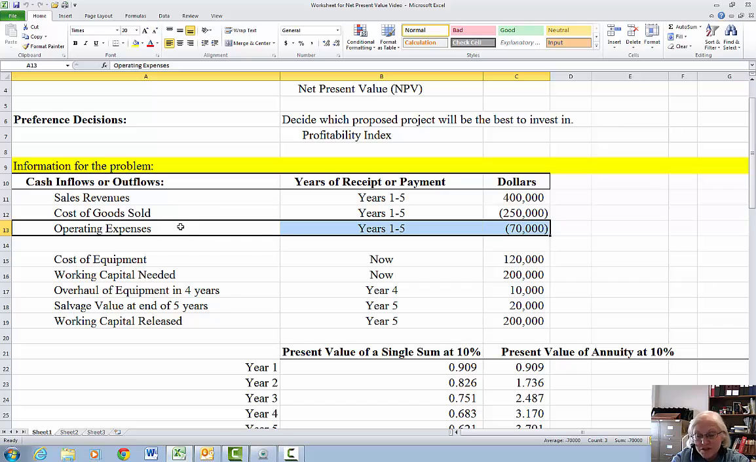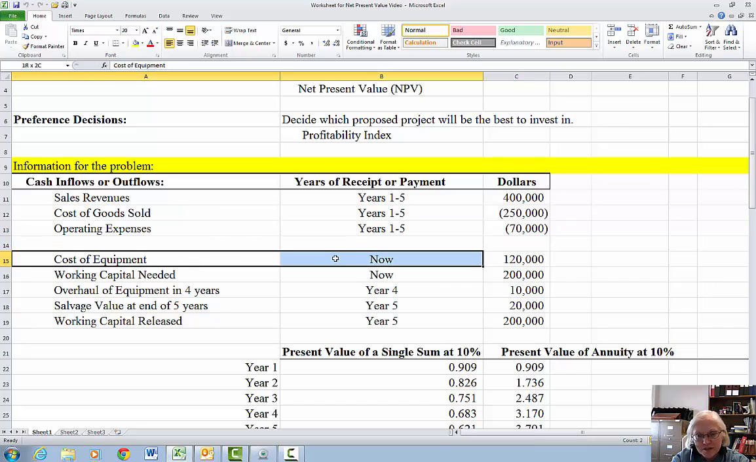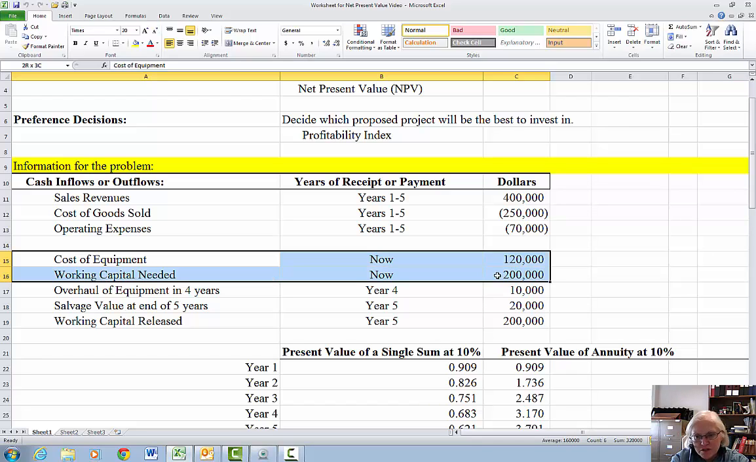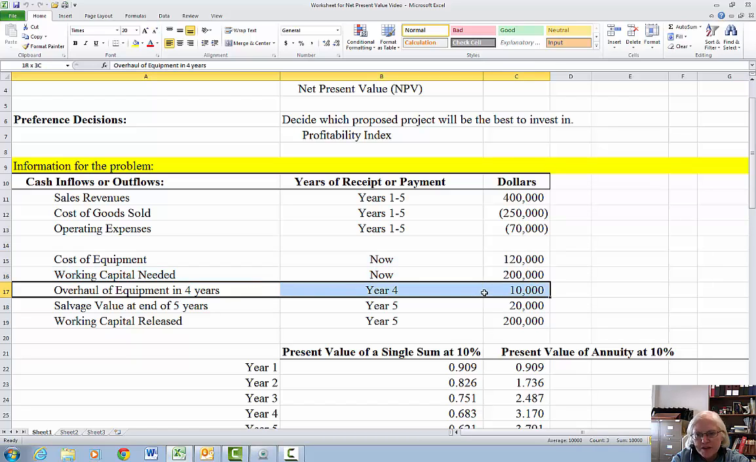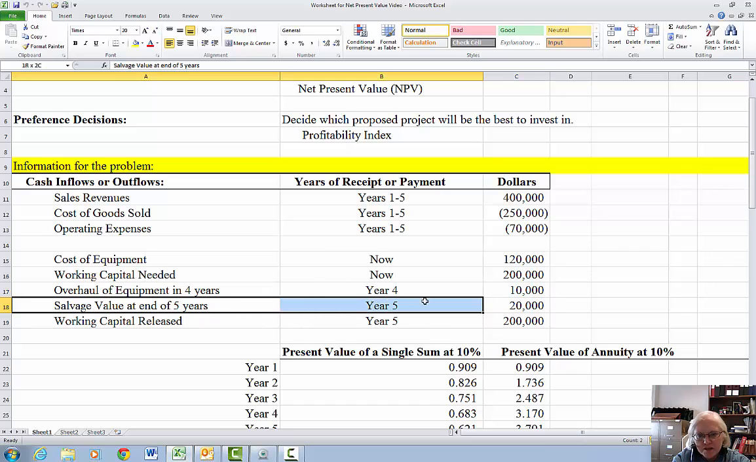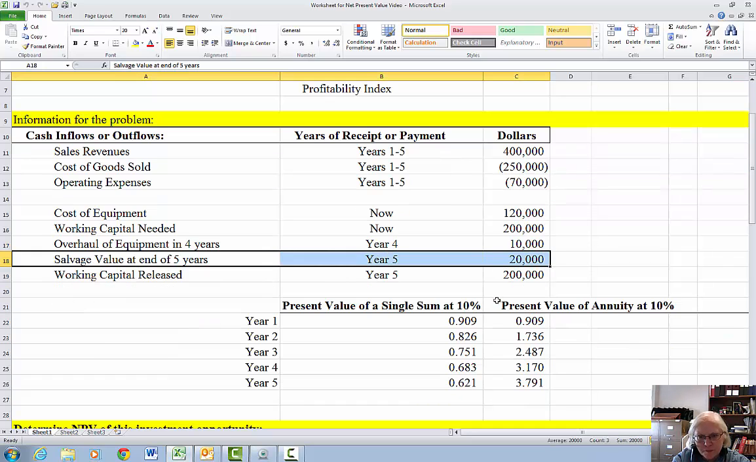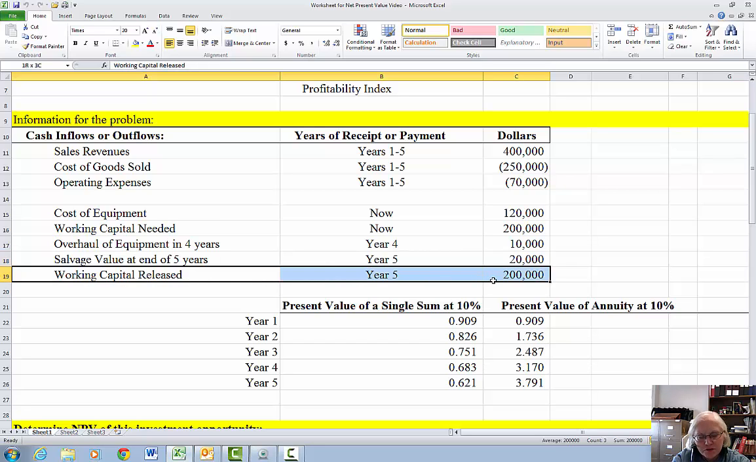Before we can have any of those inflows and outflows, we're going to have to buy the equipment today for $120,000. And we're going to need to provide $200,000 of working capital right now in order to make this project work. After 4 years, at the end of year 4, we anticipate having to spend $10,000 for overhauling the equipment, and then we plan to sell it at the end of year 5 for $20,000. The working capital at the end of year 5, when the equipment is sold, will be released back to be used in other projects, and that's $200,000.